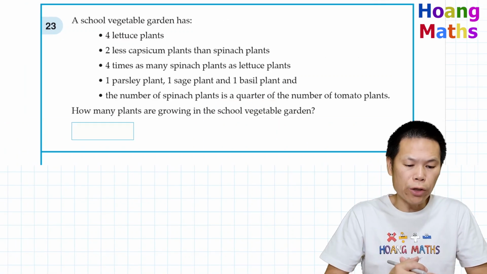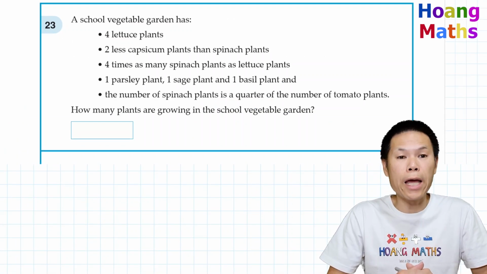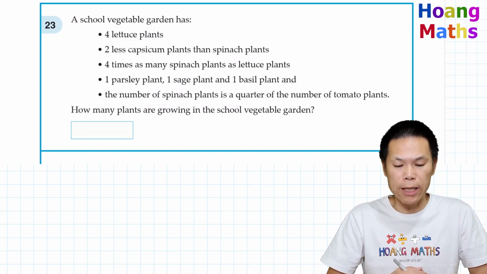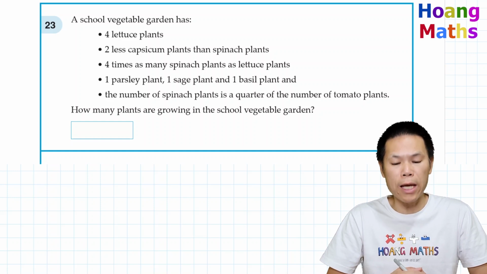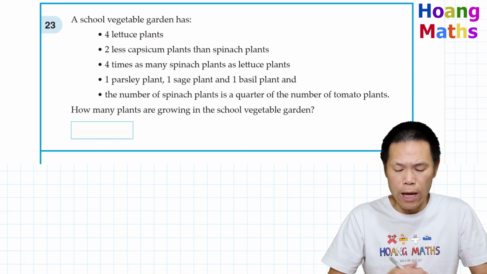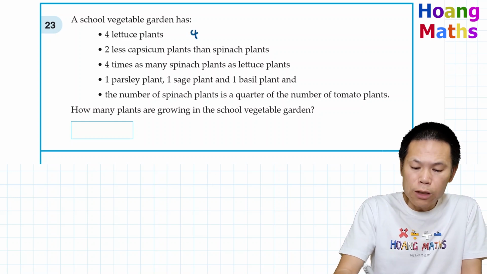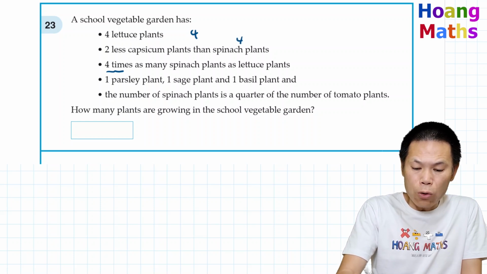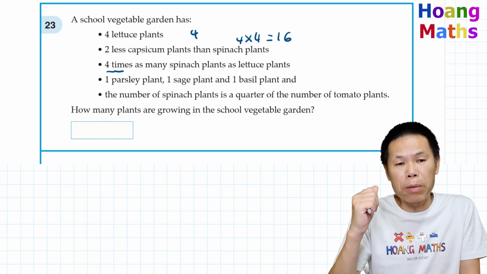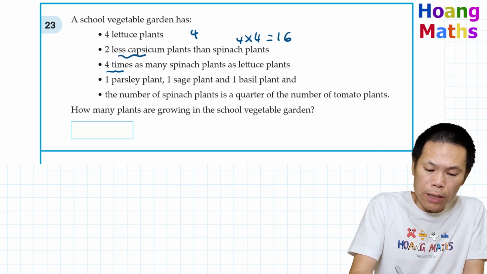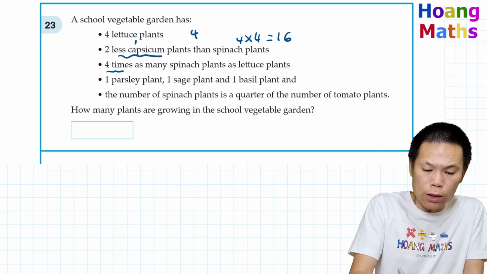Question number 23. A school vegetable garden has 4 lettuce plants, 2 less capsicum plants than spinach plants, 4 times as many spinach plants as lettuce plants. So now we know that lettuce is 4. But then spinach is 4 times that. So therefore spinach plants must be 4 times the lettuce. So that is 16. And capsicum plants 2 less. Okay, just remember that. So therefore capsicum plants is 16 minus 2 is 14.